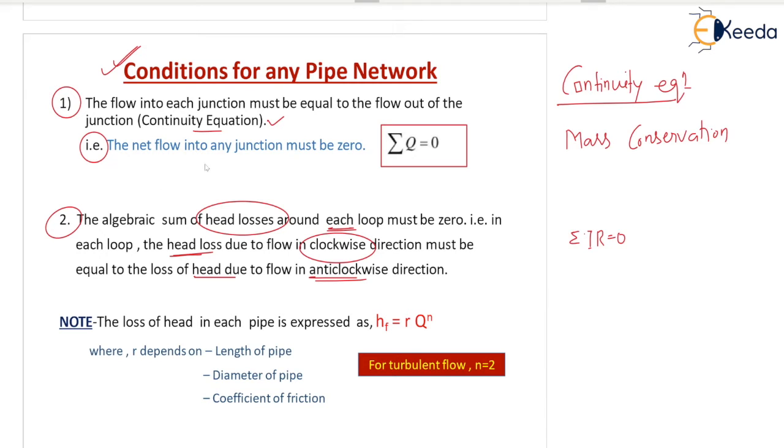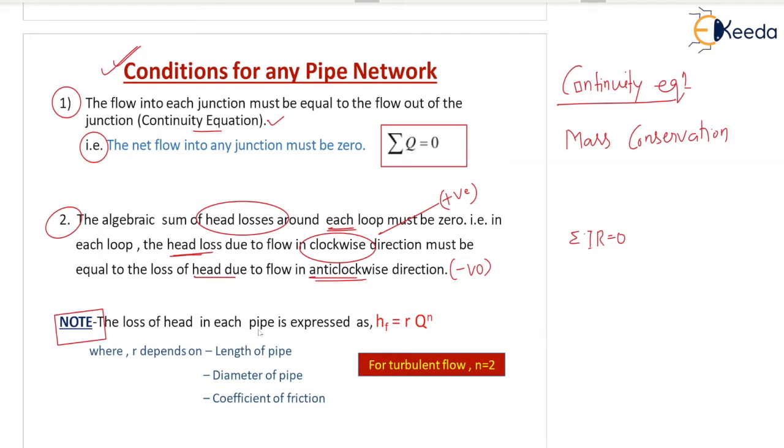So the continuity equation is the first one, and the second one is the algebraic sum of head losses around each loop must be 0. So the head loss due to flow in the clockwise direction, we are taking as positive, and the one which is going in the anti-clockwise direction we will take as negative. I'll write here negative, and clockwise direction we will take as positive. Now look at this note here.